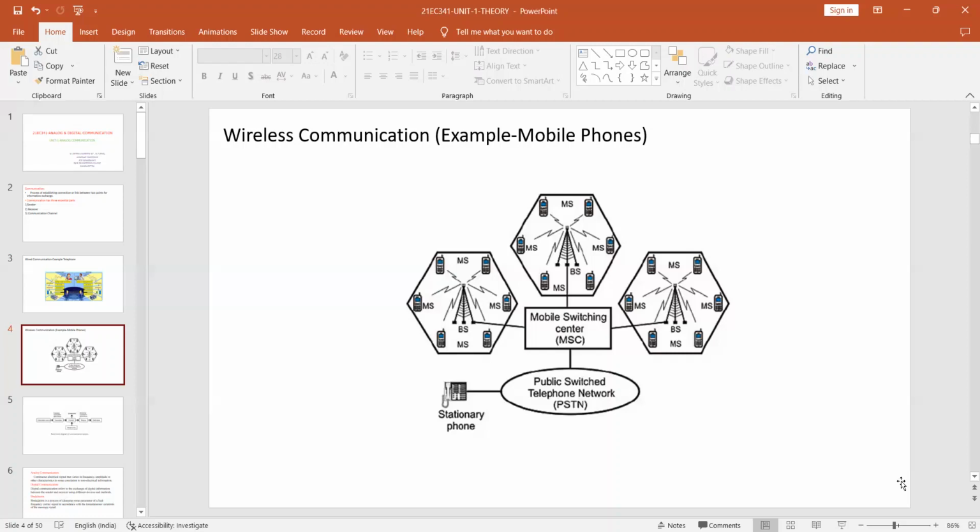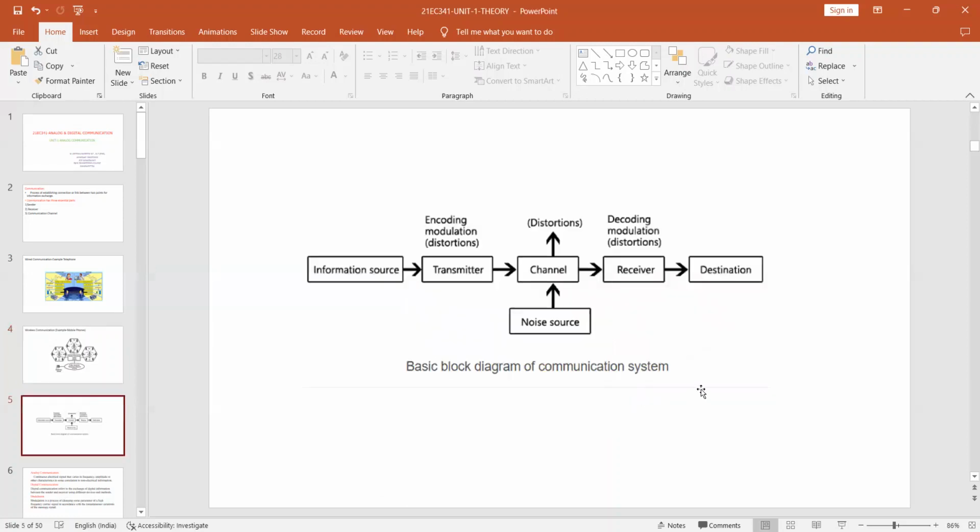The interference and noise are very high compared to wired communication, but we prefer wireless communication nowadays for mobility purposes, and the device size is very small. It is very user friendly. These are the 2 types of communication. In general, this is the block diagram of the communication system.